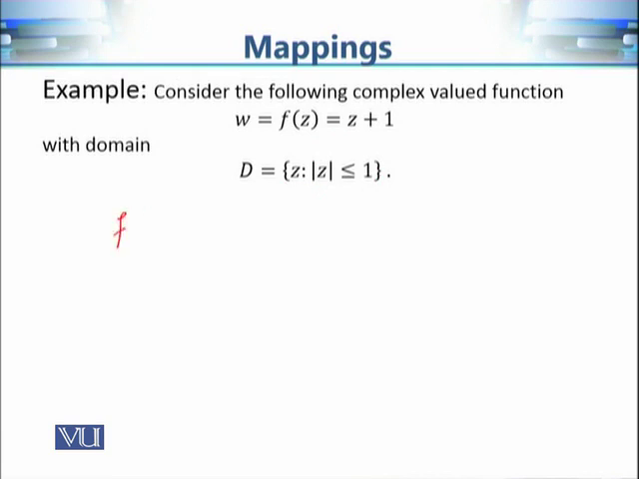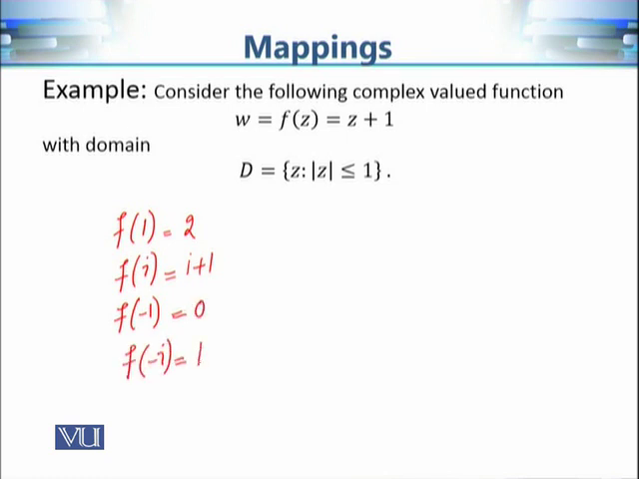Okay, so if we apply this function on 1, we get 2, and if we apply this function on iota, we can easily see that we get iota plus 1, and if we apply this function on minus 1, we get 0, and when we apply this function on minus iota, we get 1 minus iota. Similarly, we can calculate the images of other values from the domain of the function.